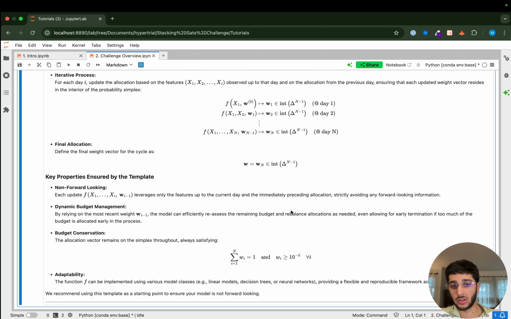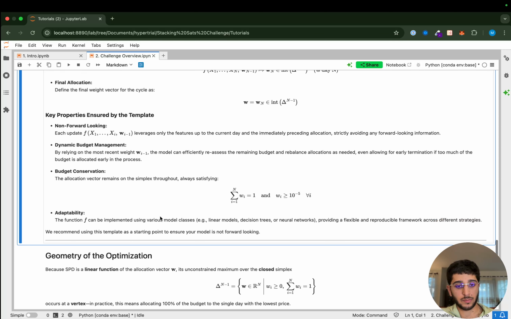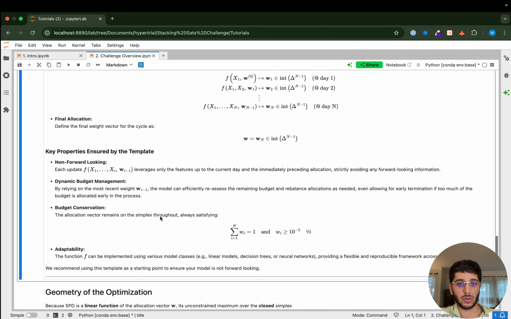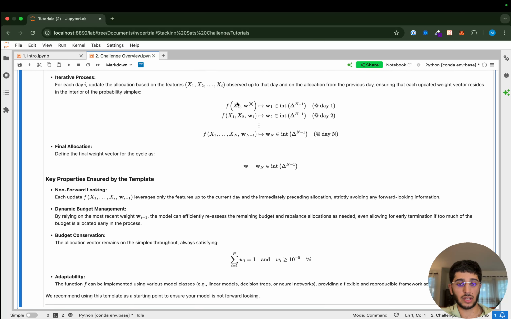This is always forward-looking because at any day I, you're only using features up to day I. And it's adaptable. You can think of any sort of function, any sort of model to be applied here. It doesn't assume any specific type of model.